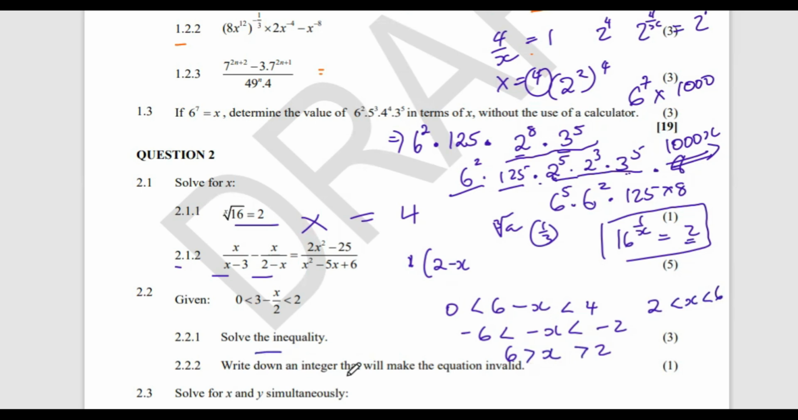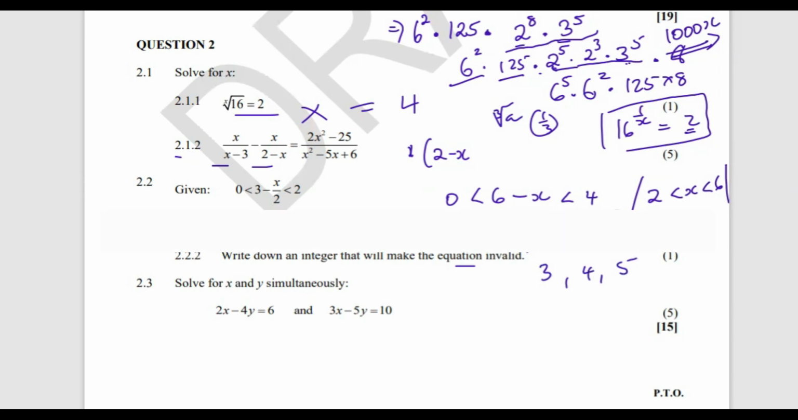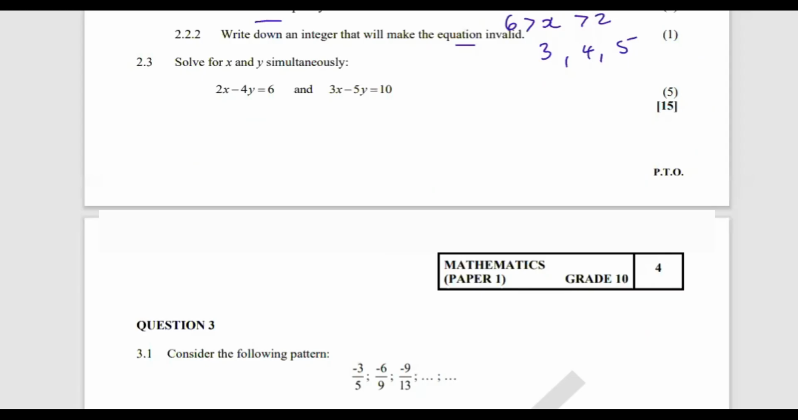Then write down an integer that will make the inequality valid. We know that integers are both positive and negative numbers. So which number can make this whole thing valid? Is a number between 0 and 2 valid? No. We say the answer is between 2 and 6. So we can have a 3, a 4, or a 5. All those could be valid answers for 2.2.2.